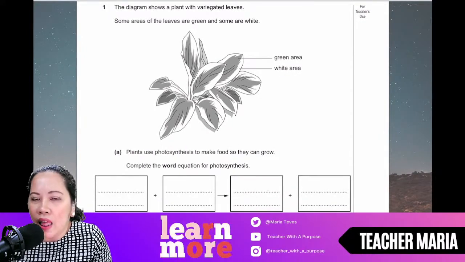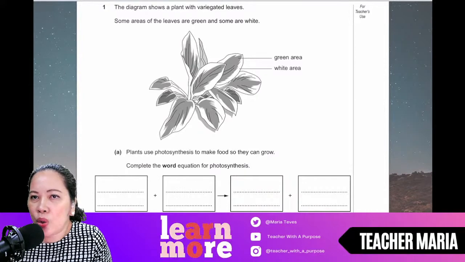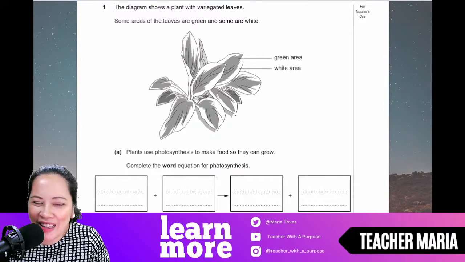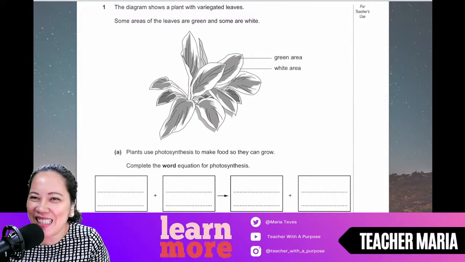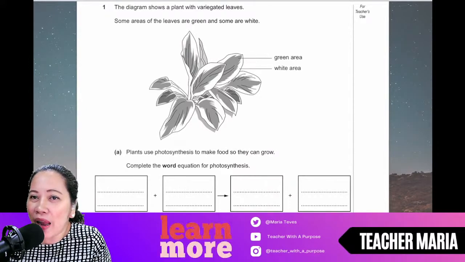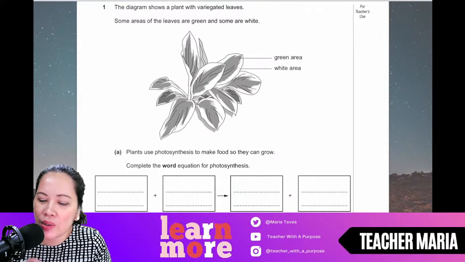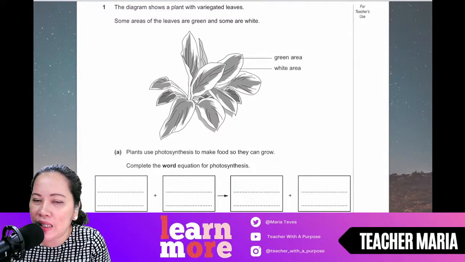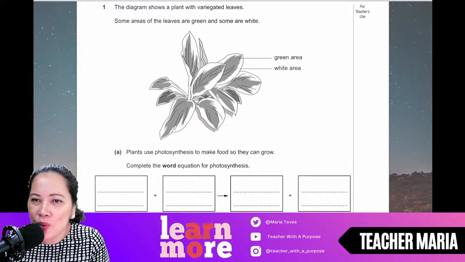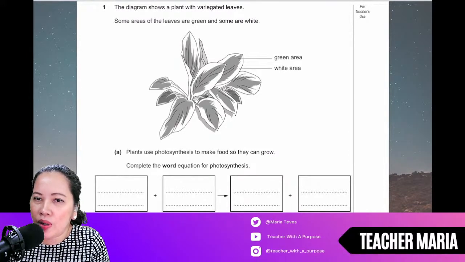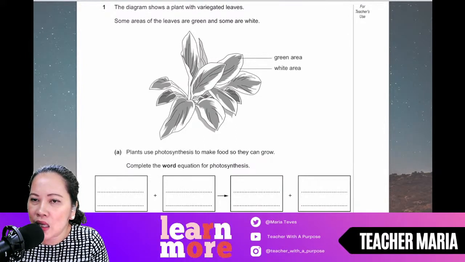Okay. The diagram shows a plant with variegated leaves. Some areas of the leaves are green and some are white. So you see the green area and the white area. Plants use photosynthesis to make food so they can grow. Complete the word equation for photosynthesis.